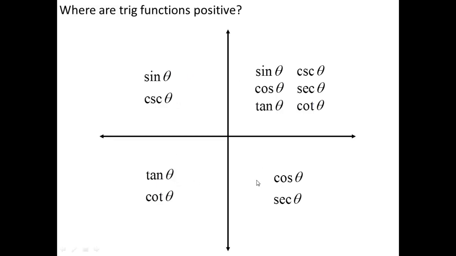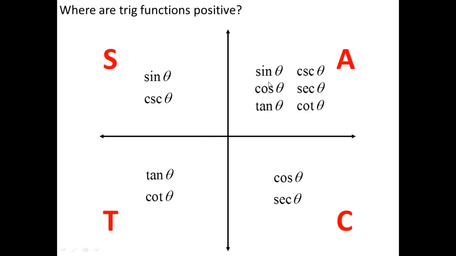Now, there's a quick, easy way to keep this straight. First quadrant was everyone, so we say all. Second quadrant was sine, so we say S for sine. Of course, if sine is positive, cosecant kind of comes with it. Tangent for the third quadrant, cosine for the fourth quadrant. ASTC. All students take calculus.